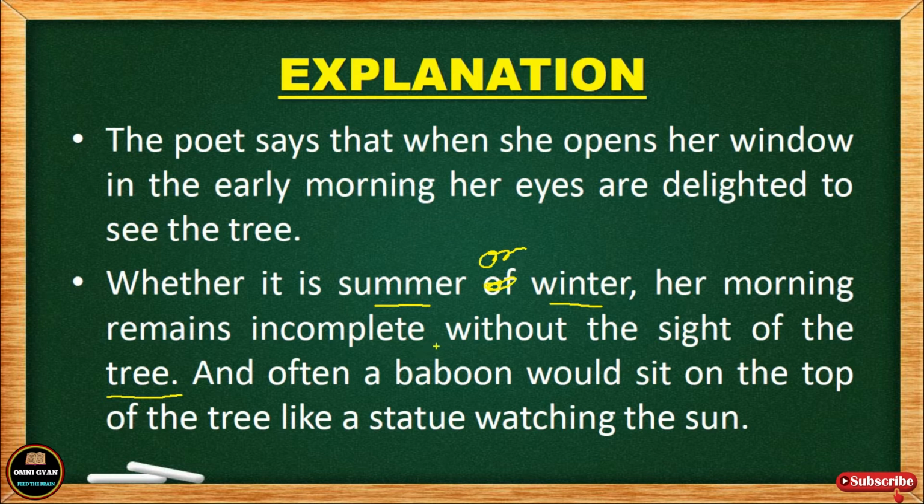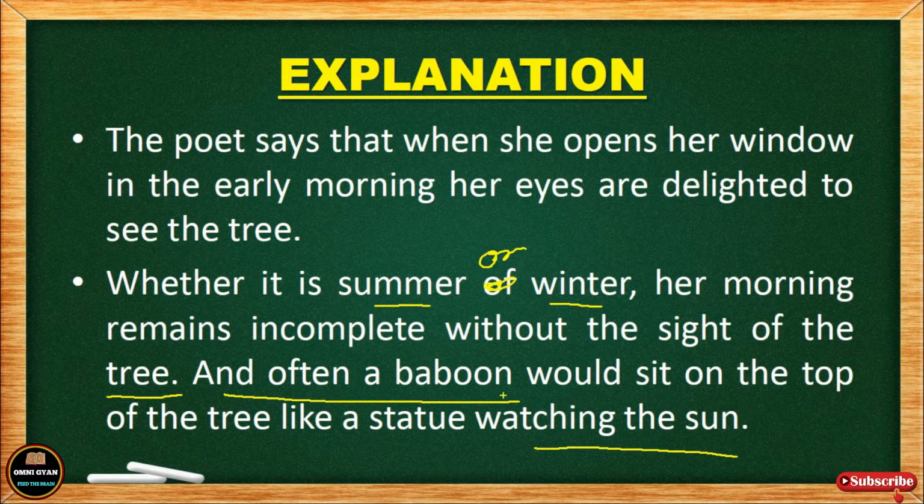So whether it's summer or winter, every morning the poet will open a window and see the tree, and she would see that often a baboon, I told you baboon is a monkey, would sit on the top of the tree like a statue watching the sun. So a monkey would be sitting right on the top of the tree like a statue and watching the sunrise, okay, or sunshine.